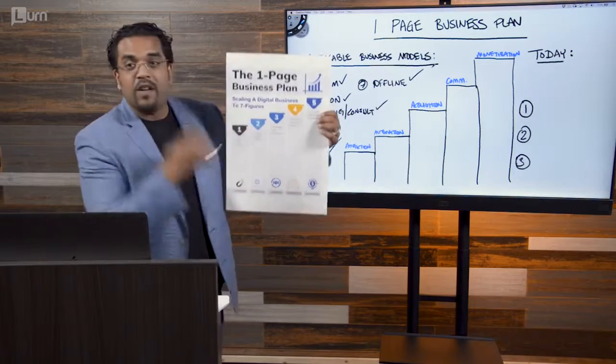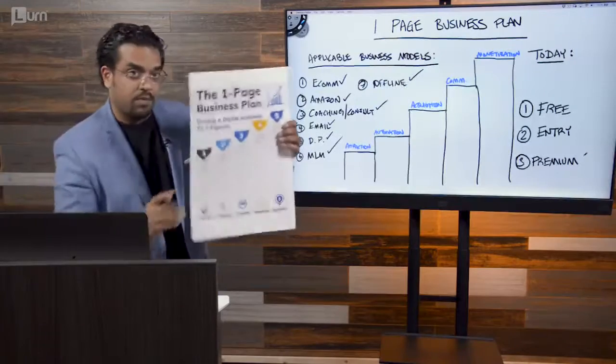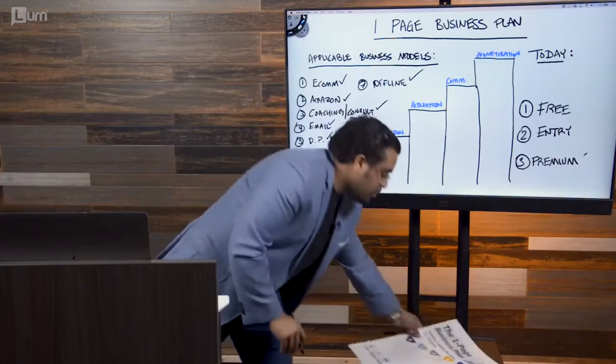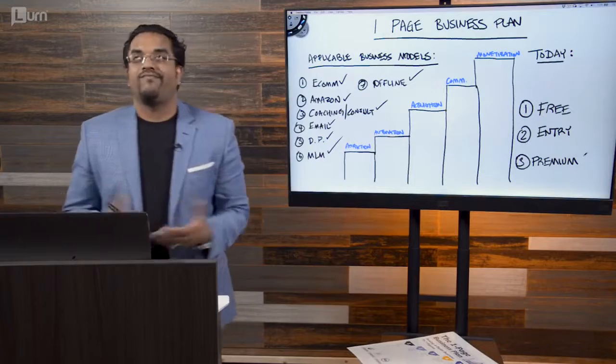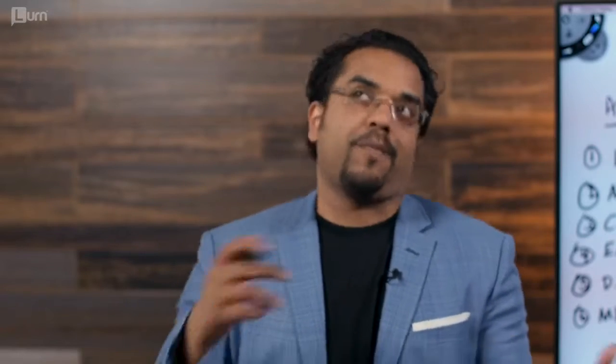All right, number 1, free. So let's write that down. We're going to talk about the concept of free and how powerful it can be. Okay, number 2 says right here, entry. So we're going to talk about entry and what that means in a business and why entry is so important. And number 3 talks about premium. All right, I'm going to put this away now. These are truly the 3 spokes of the spoke.